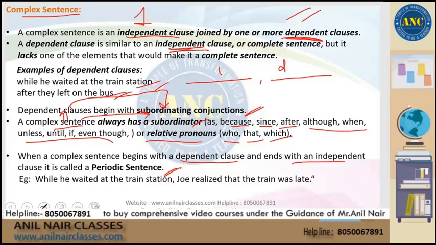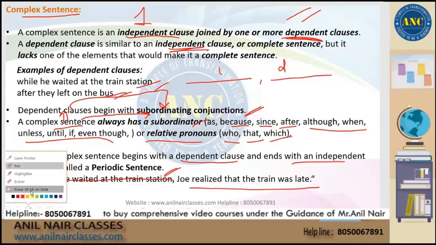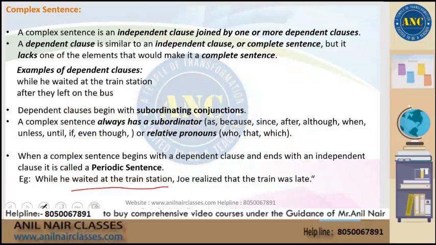While he waited at the train station, Joey realized the train was late. For a moment, forget the first part and just look at this: Joey realized that the train was late. It makes sense by itself, right? It is an independent clause. But what is the dependent clause here? While he waited at the train station. This is your dependent clause. Since the sentence begins with a dependent clause and then ends with an independent clause, it's called a periodic sentence.